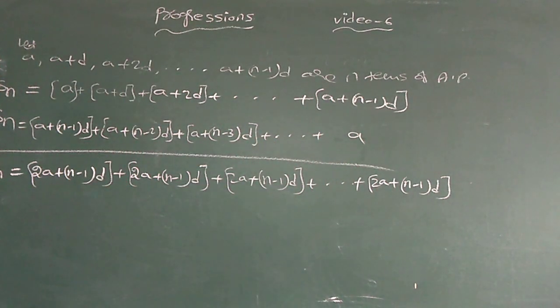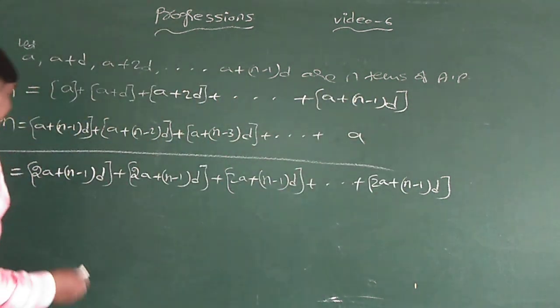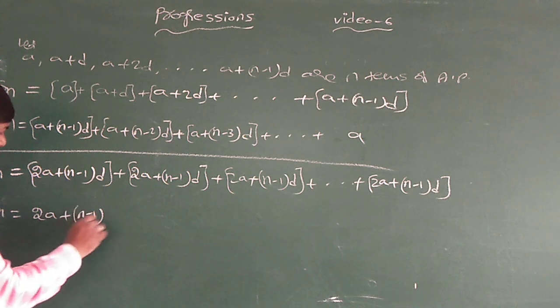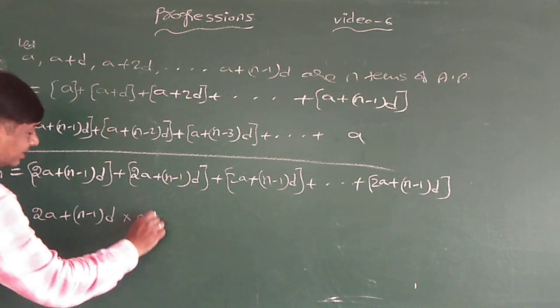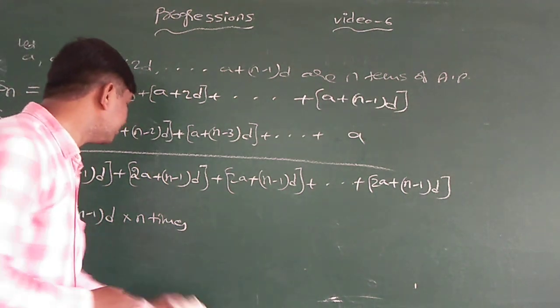N times you are adding, because there are n terms. So 2 into Sn is equal to 2a plus n minus 1 into d, into n times you are adding. The same number you are adding, so into n.